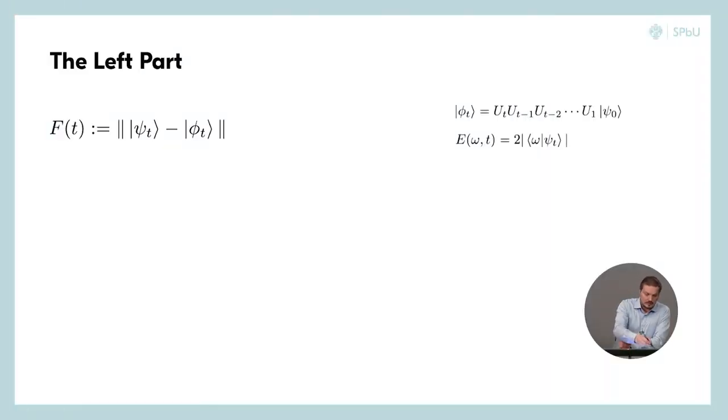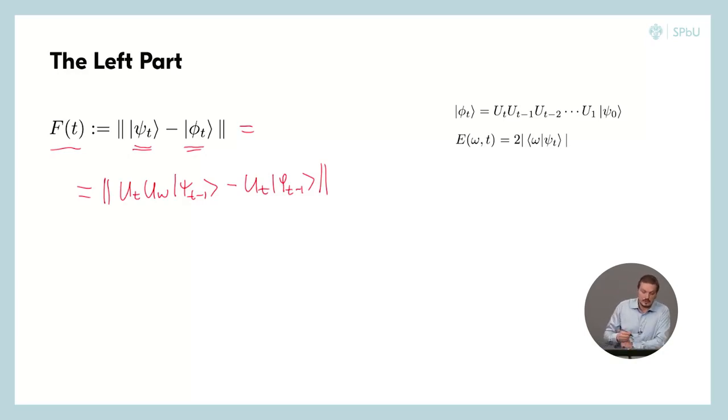Now we are going to define this function f of t, which is the deviation of the correct vector and the vector provided by the trimmed algorithm on the step t. Let's rewrite it for the previous step. It's U t, U omega psi t minus 1 minus U t phi t minus 1. And since the operator U t is unitary, we can remove it from under the norm.